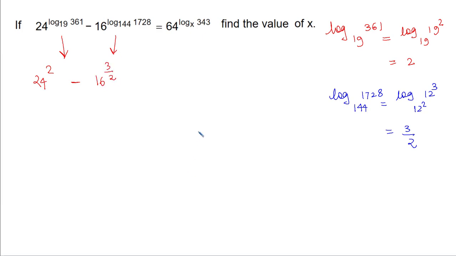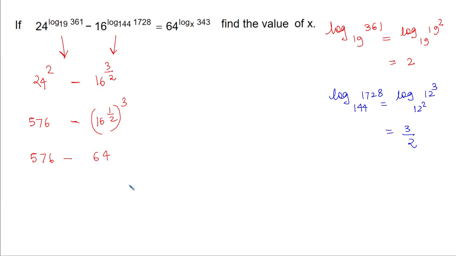So first of all let's find the value of the left hand side. 24 square is 576, and 16 to the power 3 divided by 2 is 16 to the power 1 by 2, which is 4, and then to the power 3. So 576 minus 4 to the power 3, which is 64.